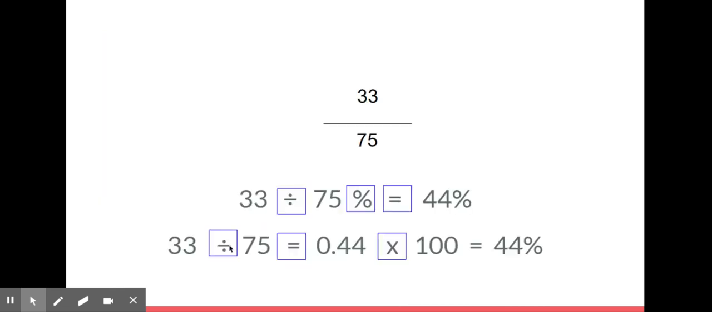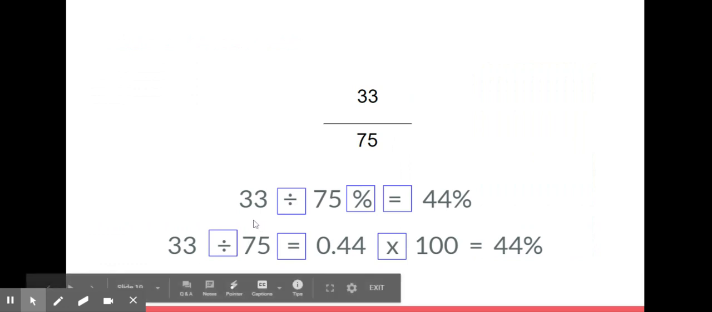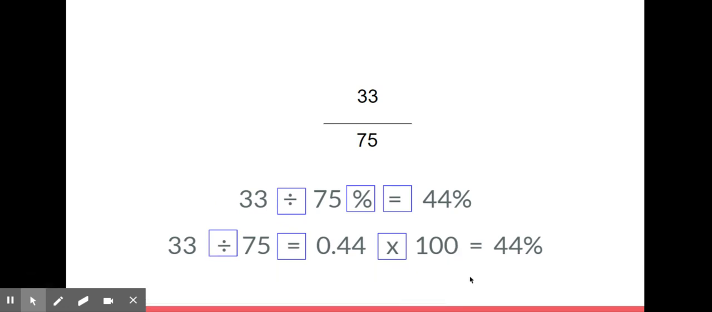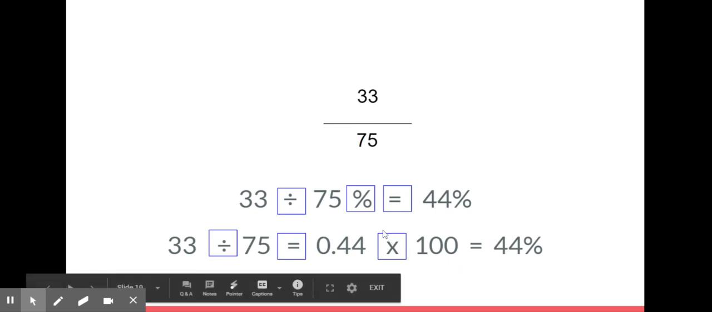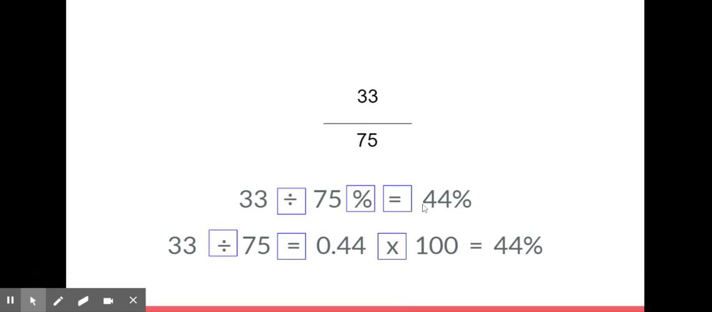All right, let's do some more practice. I want you to put in your calculator, these are the combinations. If you have the percent key, follow this row. If you don't, follow this row. So in your calculator, put 33 divided by 75, and then put the percent key, and you should get 44. It might not have the percent afterwards, but it will say 44. So that means that 33 over 75, that fraction, the percent is 44%.